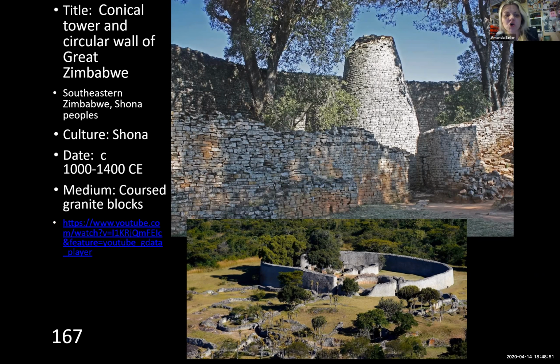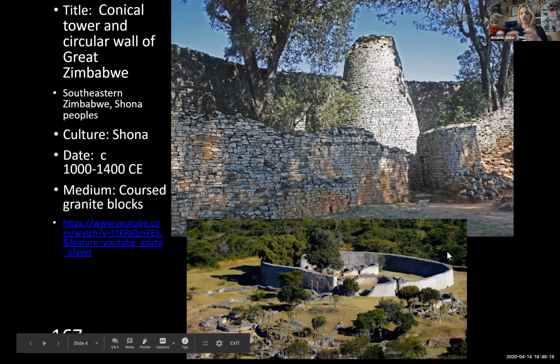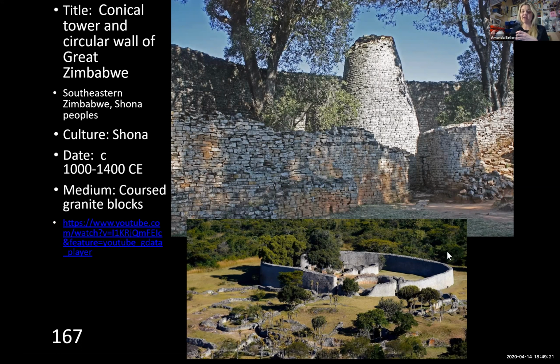The media there, it says coursed granite block. So that's just referring to cut, like it's kind of like a rough cut of the granite blocks. And then if you'll notice, the picture at the top has that kind of tower sticking up in the middle. So that is going to be what we're calling here the conical tower. It's also called a granary. And then the picture at the bottom down here will give you an idea of the structure. And it was never all the way closed in, right? It's just this kind of partial wall that went around this kind of main living area.